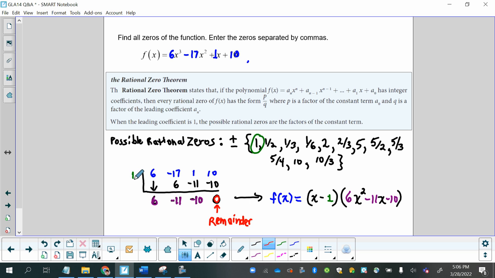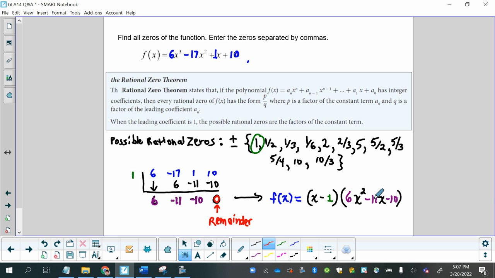Because look, if I were to plug in positive one into this factor, then I would have one minus one, which would be zero. Zero times all of this would become zero, so the whole function would zero out, and then again, of course, that's why we call it a zero of the function. It's a value of x that makes the function equal zero.